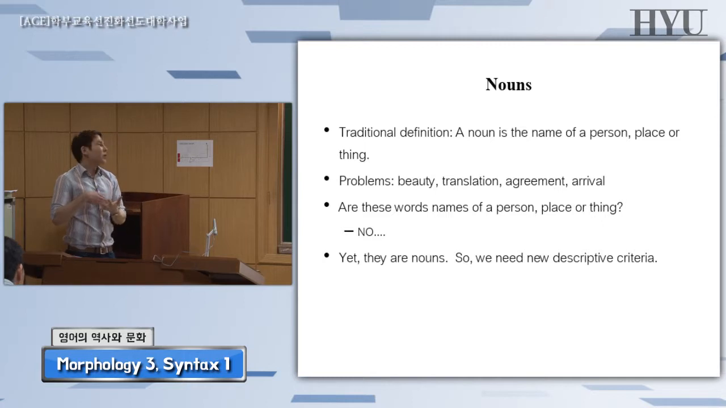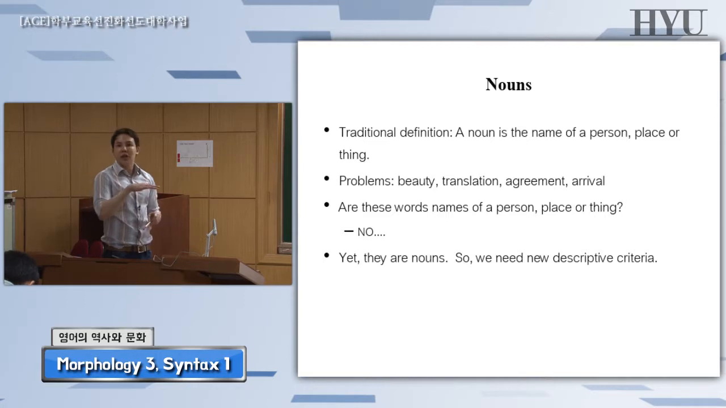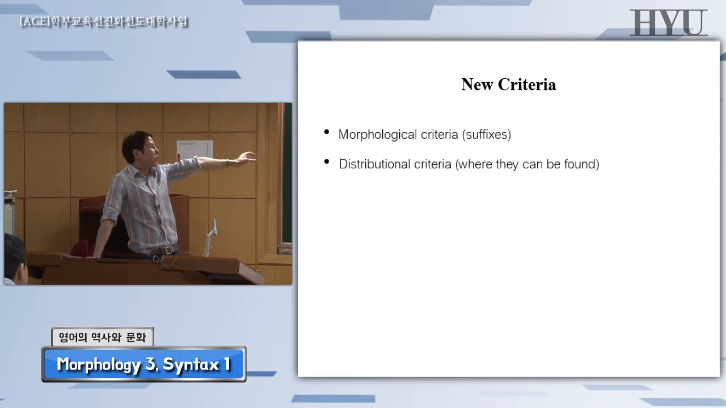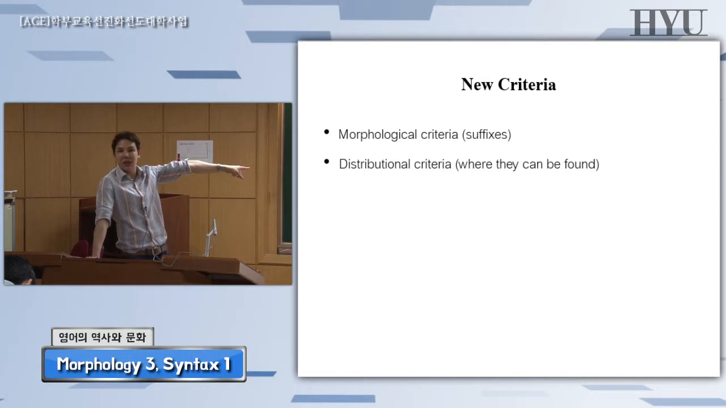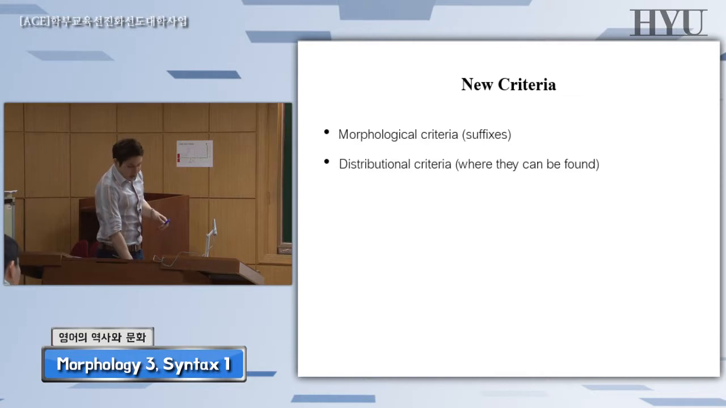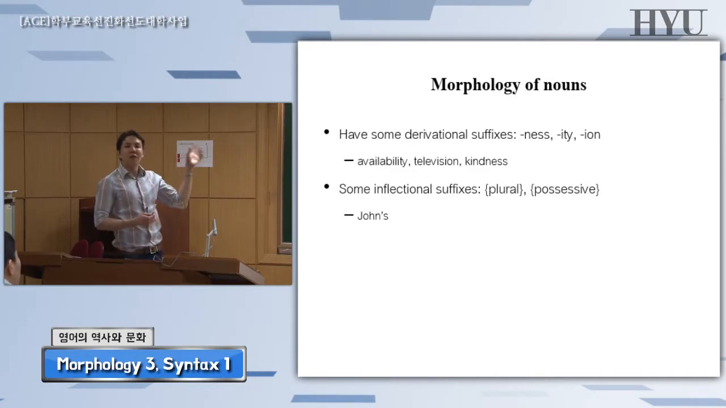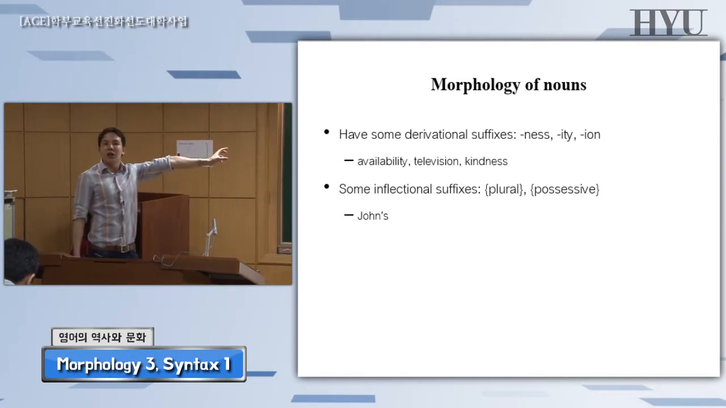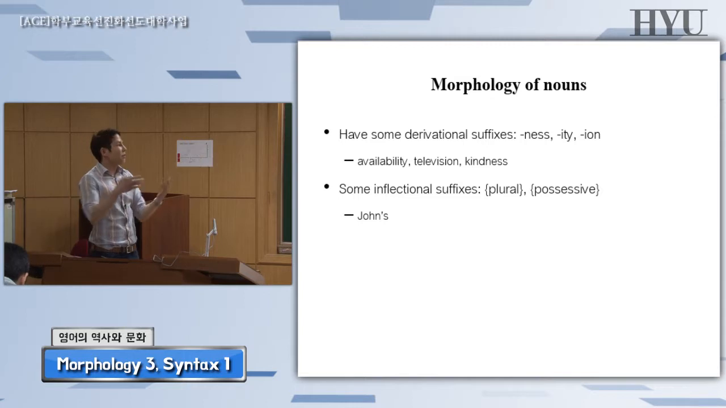But there are other ways of determining that these are nouns, okay? We'll study those ways, okay? And the criteria that we'll use include morphological criteria and also distributional criteria, meaning where they can be found. Okay? So for nouns, the morphological criteria include some derivational suffixes. Remember derivational suffixes? Suffixes that usually, although not always, change the part of speech of a word.